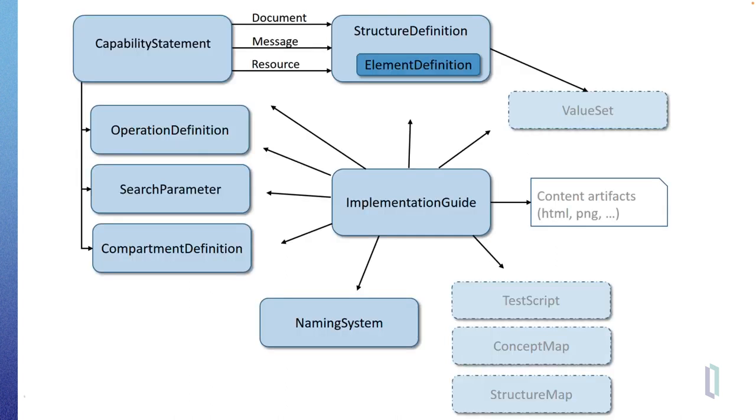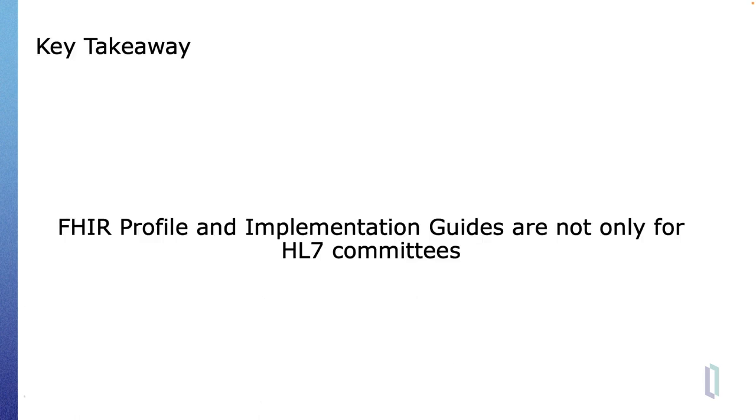Here's a diagram that shows you all the linkages between an implementation guide and different elements of that guide. So you could see you have operation definitions, search parameters, compartment definitions. But the most important thing is the structure definition. And that's how you conform the different FHIR resources to this implementation guide, by doing that kind of profiling. FHIR profiling and implementation guides are not only for HL7 committees. They are key to making sure that FHIR is an interoperable standard for the use case that you are implementing it for.